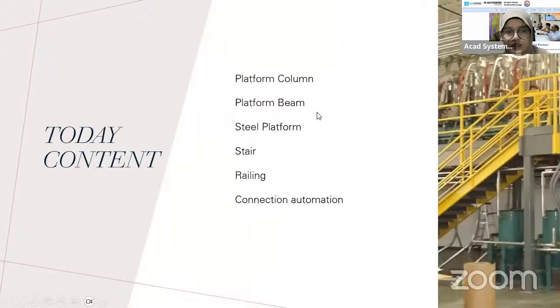Okay, so here I'm sharing with you the content for today's lesson. First, I'm going to show you how we add the platform column, the beam for the platform, and I'll show you how to create a steel platform. And I'm going to create a stair for the platform and add some railings. And lastly, I do the connection automation for the equipment platform.